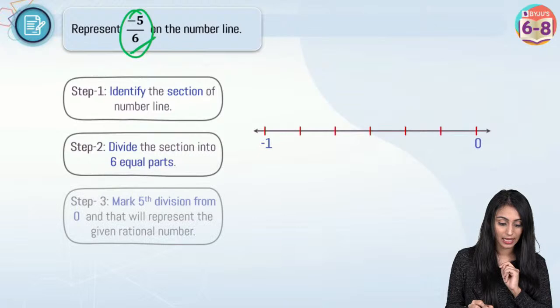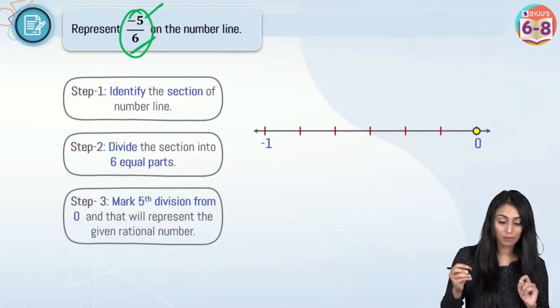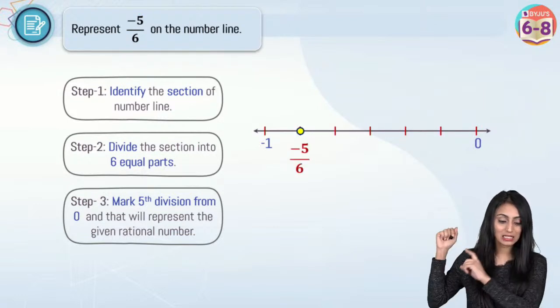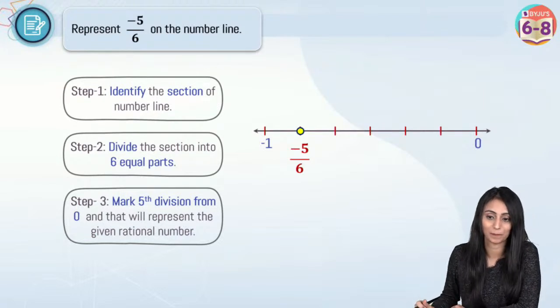Now numerator is 5. So we will mark the 5th division from 0. That's going to be minus 5 by 6. That's how we represent any number on the number line.